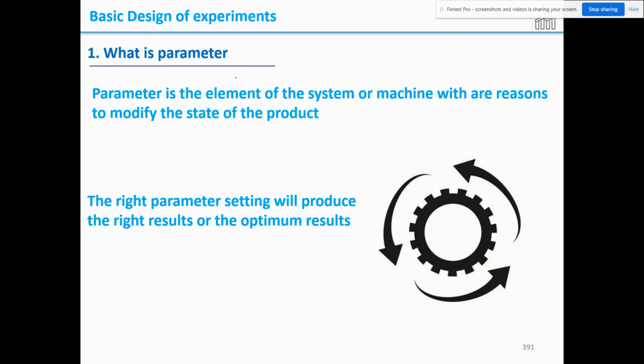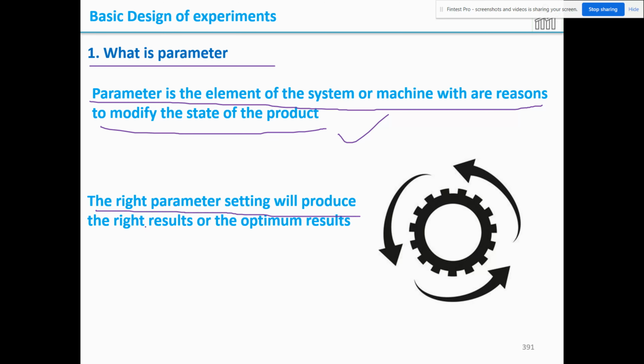So what is a parameter? A parameter is an element of the system or a machine which is a reason to modify the state of the product. The parameters are the reason for changing the form of the product, or any internal property, or creating any shape. So that is a parameter. The right parameter setting will produce the right or optimum results. Now we understand the definition of a parameter.